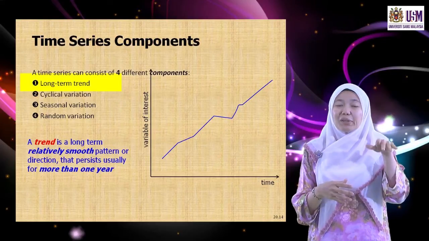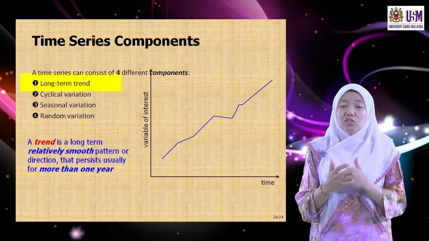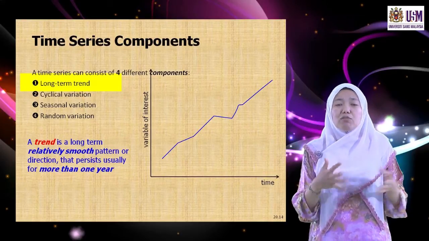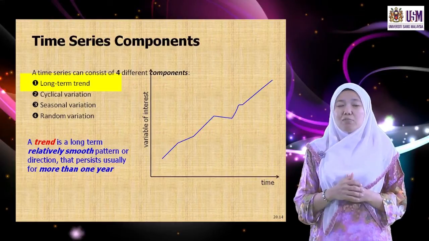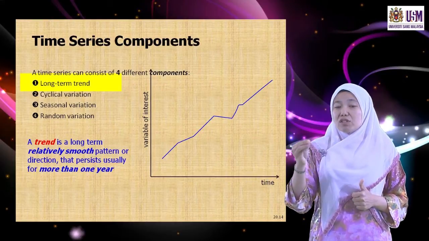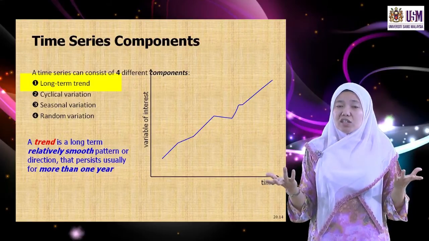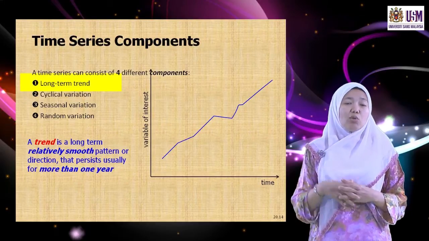So instead of talking about the up and down within the year or within the season, we're talking about a longer period of time. For example, when we look at the GDP of Malaysia post-independence, from 1957 onwards, does the GDP of Malaysia, the per capita income of Malaysians, increase or decrease? What is the trend?